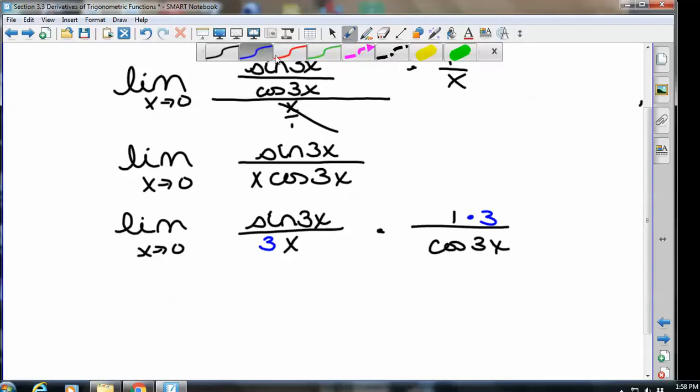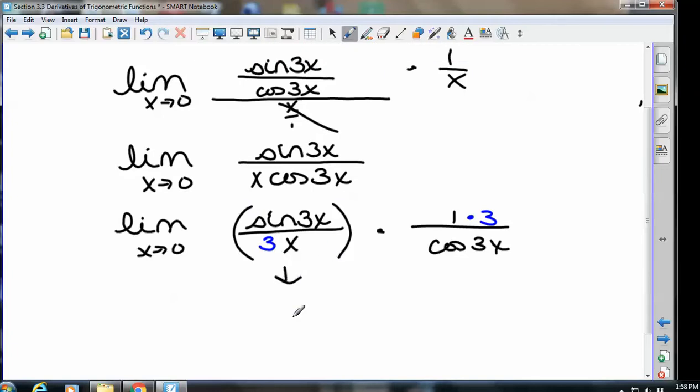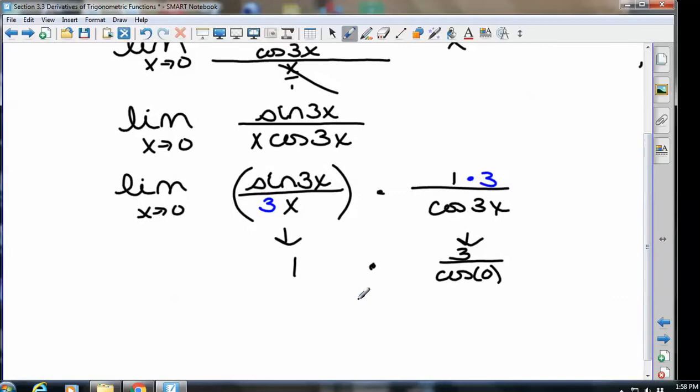Okay. So now, as x approaches 0, sine 3x over 3x will go to 1 times 3 over, what is the cosine of 0? So you get 1 times 3, which is 3. How'd you get that to be 0? When you plug in a 0 for your x.